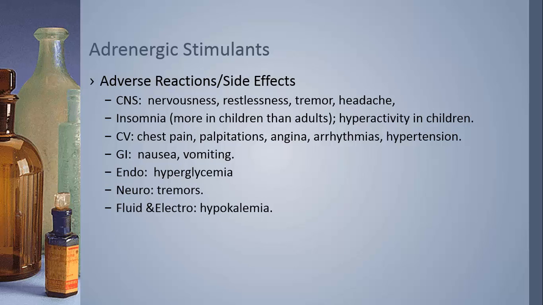Some of your side effects that you will see with the adrenergic stimulants are going to be nervousness, restlessness, tremors, headache. Insomnia is more common in children than it is in adults. It also causes lots of hyperactivity in children, and that can be kind of aggravating to the parents. They may have chest pain, palpitations, angina-type pains, arrhythmias, hypertension. GI is going to be nausea, vomiting. They can cause hyperglycemia, so you have to be careful with your patients that are diabetics. A lot of times they'll need adjustment of their medications. Also, tremors kind of go along with it, and hypokalemia.